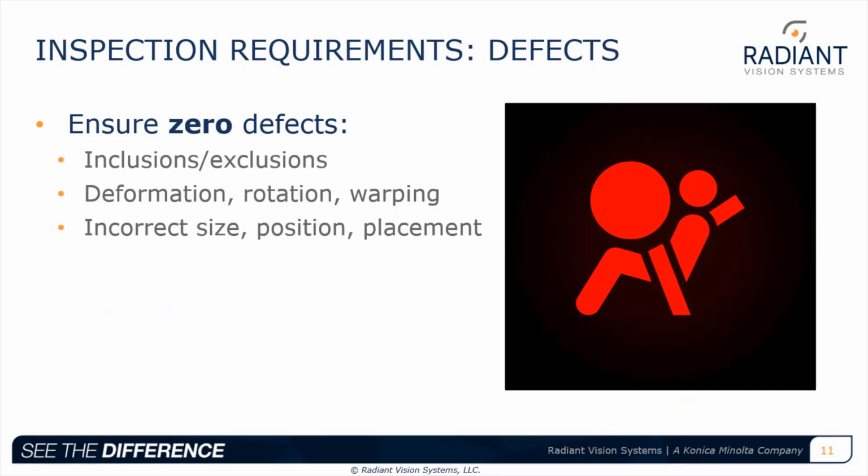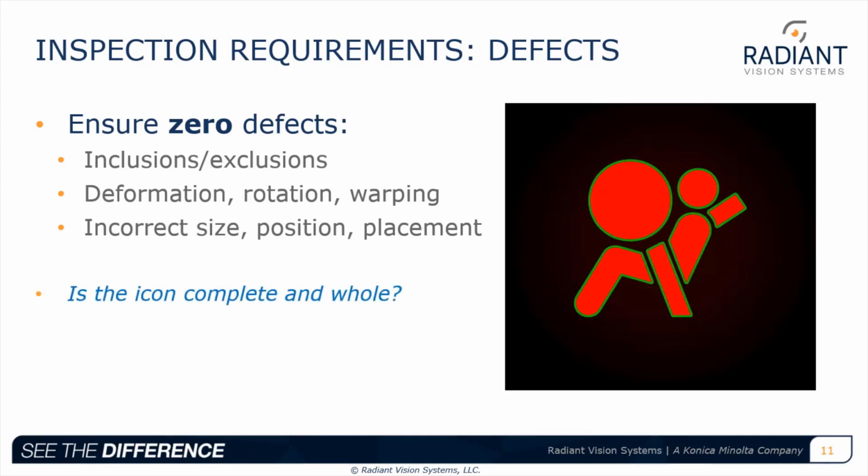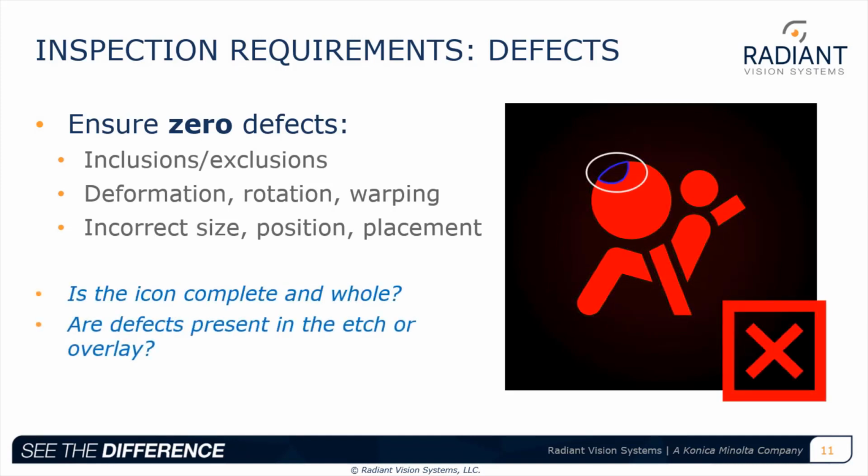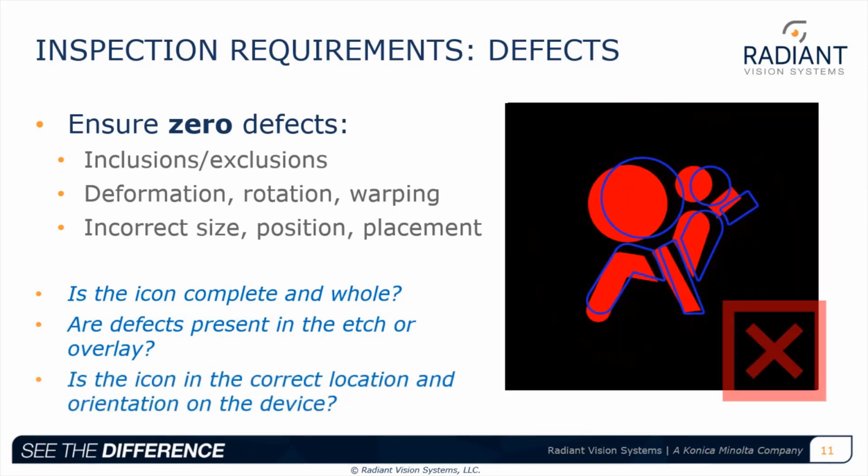Second, there's also the need to ensure that there are no defects in the character, whether that's an inclusion, exclusion, deformation, rotation, warping, or some sort of incorrect position. Really, what inspection is needed is: is the icon complete and whole? Are defects present in the etch or overlay? Is the icon in the correct location and orientation on the device?